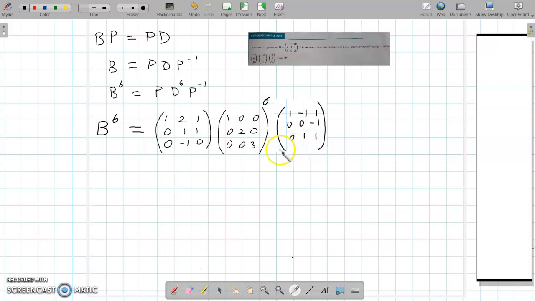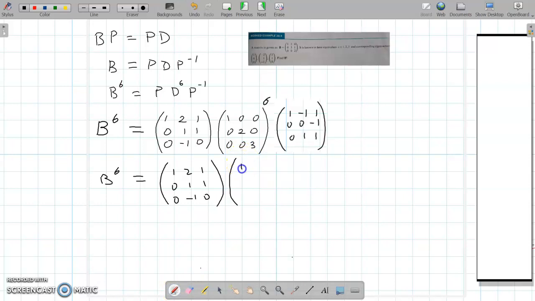You might think we've still got to raise this to the 6th, but this is an easy one because it only has a leading diagonal. Let's do that first. So B to the 6 is 1, 2, 1, 0, 1, 1, 0, minus 1, 0. Now raising D to the power of 6 is easy because when you multiply that row by that column, the only thing you do is 1 times 1, and you do that 6 times. The second row by second column, you're just multiplying the 2 by itself 6 times, and then the 3 you multiply by itself 6 times.